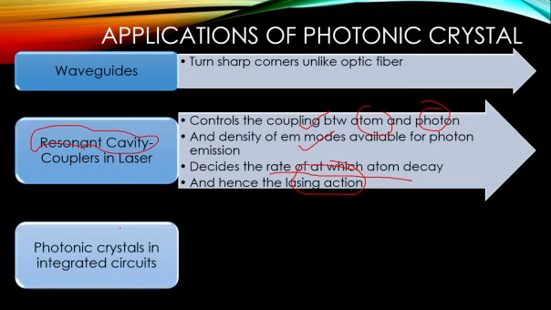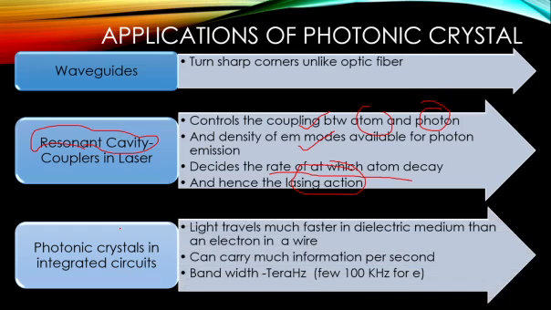And the third application is that photonic crystals can be used in integrated circuits as well, because, as you know, light has the highest velocity compared to any other particle. So it can travel much faster in a dielectric medium than an electron in a wire. So it can carry much more information per second than usual. Electrons are the carriers in the computer system, right? So instead of using electrons and semiconductors, we can make use of light and photonic crystals, where the light will act as the information carrier.